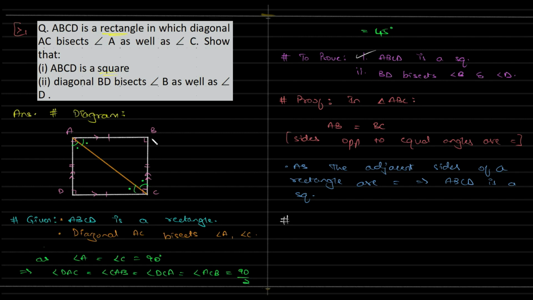Next is to prove that BD bisects angle B and angle D. Okay, so for that you guys can draw one more diagram, another square. I'll do it here itself. So remember, we already proved that this is a square, right? Previously. So we can make use of this. So the previous part of the same answer can be used. So we have proved that all the sides are equal. And we know that these angles are 90 degrees. Okay, and this is also 90. This is also 90.